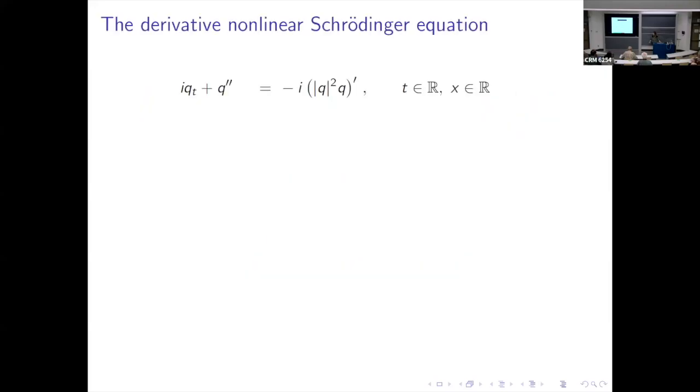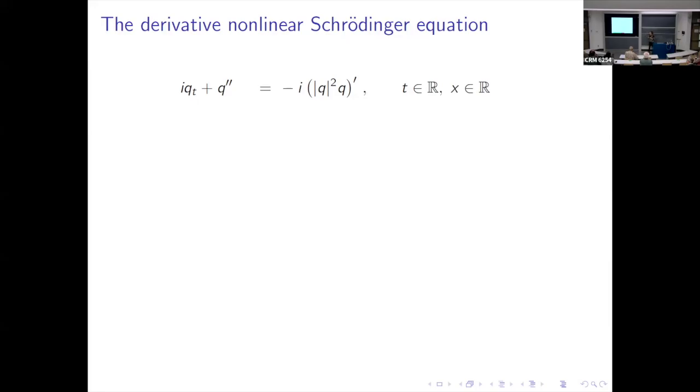Okay, so the main object of this talk is this PDE right here. So this describes the evolution of q, which is complex valued. Q is complex valued, and it depends on two independent variables. It depends on time, t, which takes values in R, and it depends on a spatial variable, x, which in this talk we are going to assume is one-dimensional. It takes values on the entire real line.